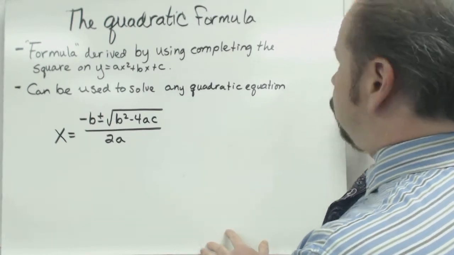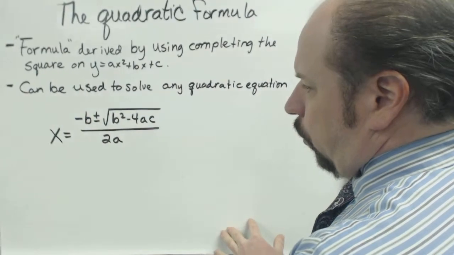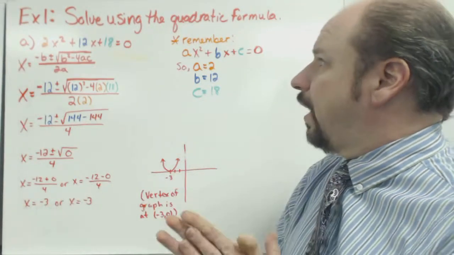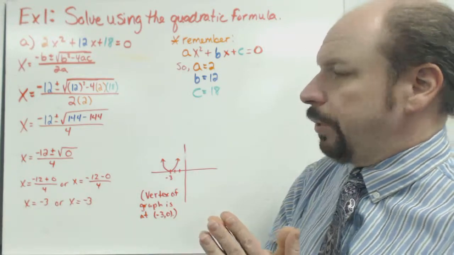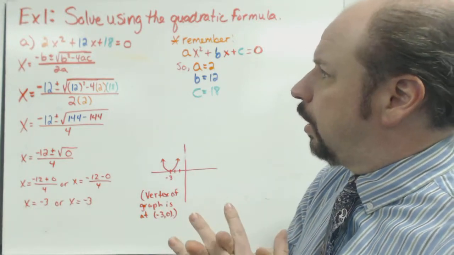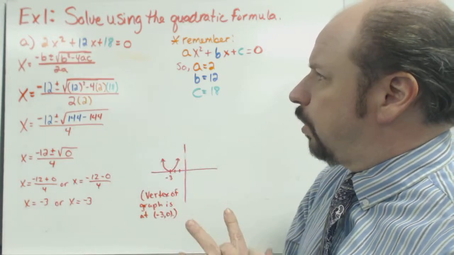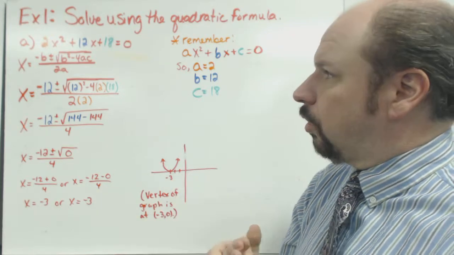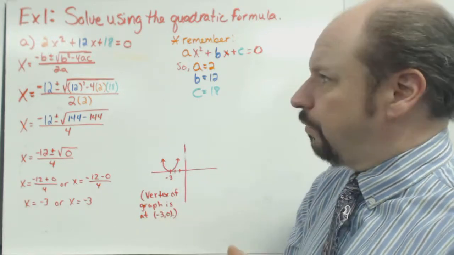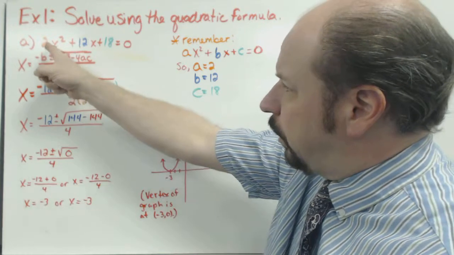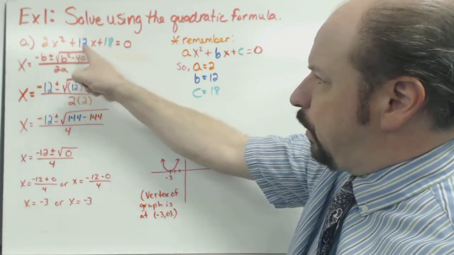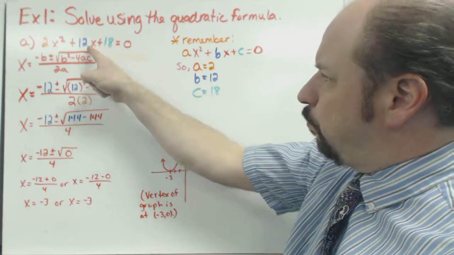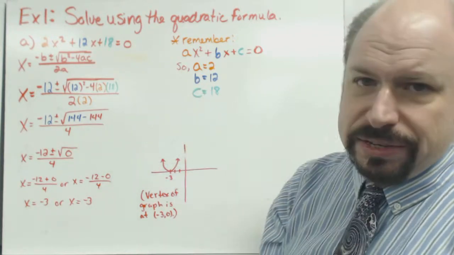Okay, so let's get into a couple of examples of the quadratic formula here. First of all, we're going to solve using the quadratic formula. Our first equation is 2x squared plus 12x plus 18 equals 0. In this one, I color-coded everything for you so you can see where everything fits. So here is our ax squared plus bx plus c. So a is 2, b is 12, and c is 18.